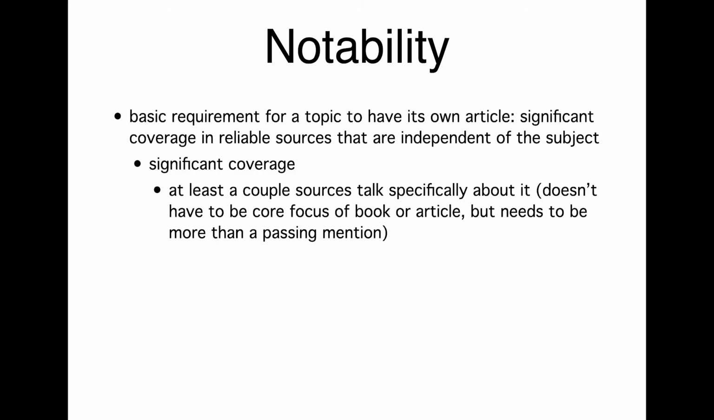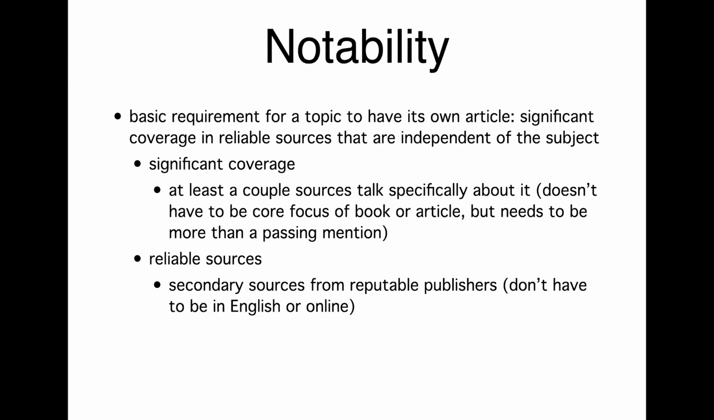So for significant coverage, it needs at least a couple of sources that talk specifically about the subject. It doesn't have to be a whole book about the person, but they can't just mention the person's name in passing. There has to be a chapter or a paragraph or something. Reliable sources, we talked about that before. They don't have to be in English, and they don't have to be online, so you can use a text or whatever. You just have to actually cite it, and there are tools to help you cite.